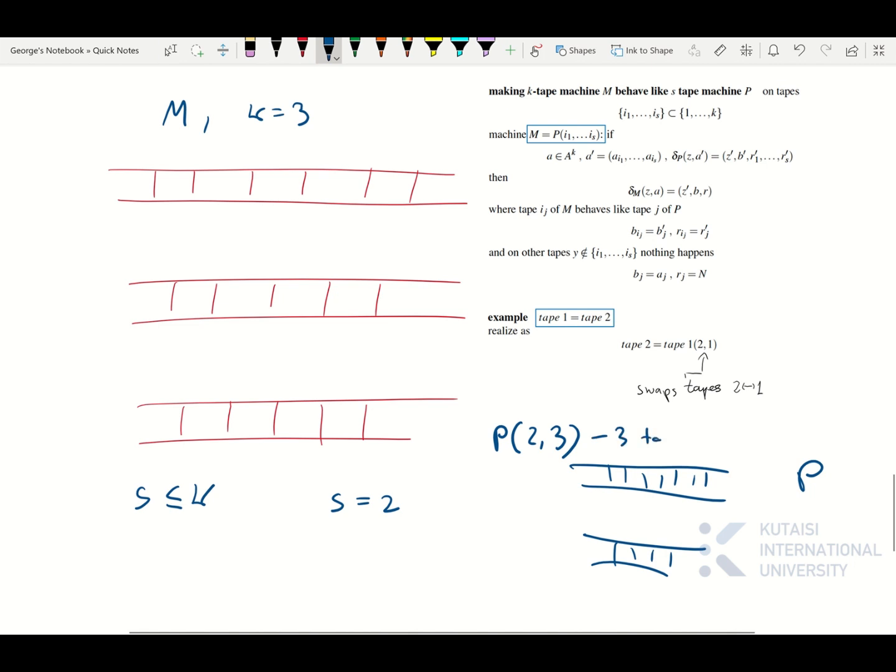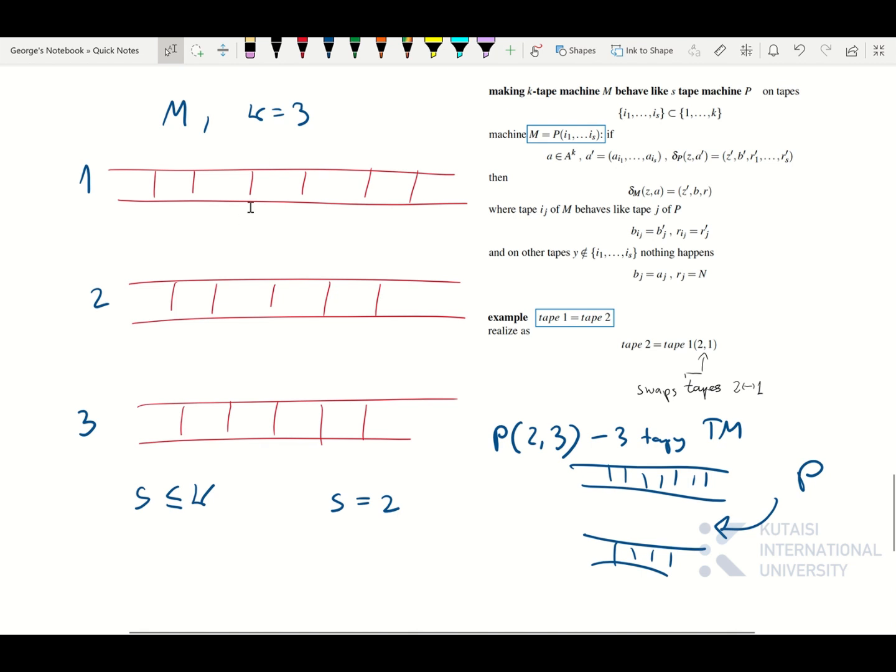So it will be a 3-tape Turing machine such that it behaves on tape 2, so let's say this is tape 2, this is tape 3, this is tape 1. It acts on tape 2 and tape 3 exactly like P and does nothing on tape 1. Is that clear? This is just a notation. Say I'm given a P, which is a 2-tape Turing machine, so this operates on 2 tapes. Then I can create a 3-tape Turing machine, P23, and what does this P23 say? That on tape 2 and tape 3, it exactly acts like P on tape 1 and tape 2.